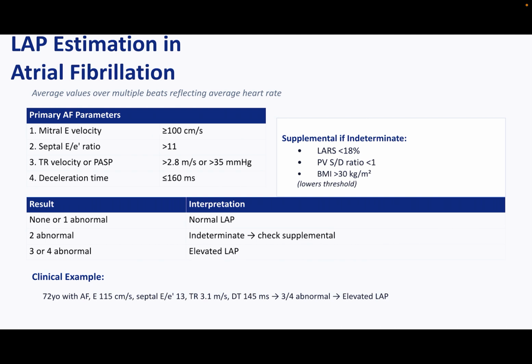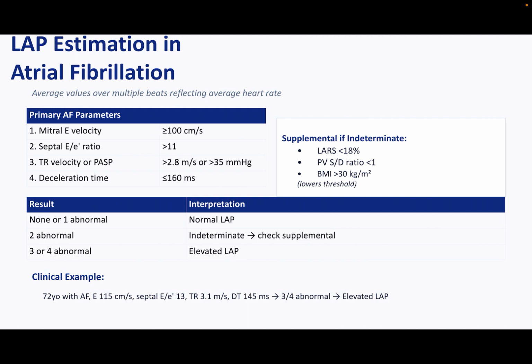Decision rule: none or one abnormal, at least you can deduce that the patient has a normal left atrial filling pressure. Two abnormal is indeterminate. Check supplemental LARS, pulmonary vein flow and BMI as a modifier. Three to four abnormal, you have elevated left atrial pressure.